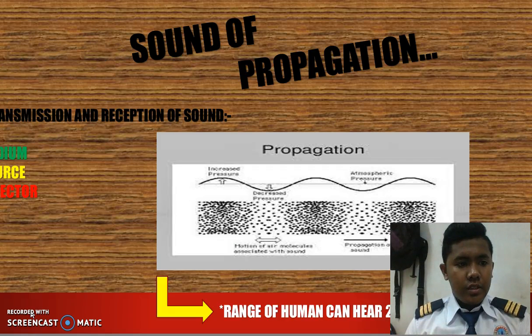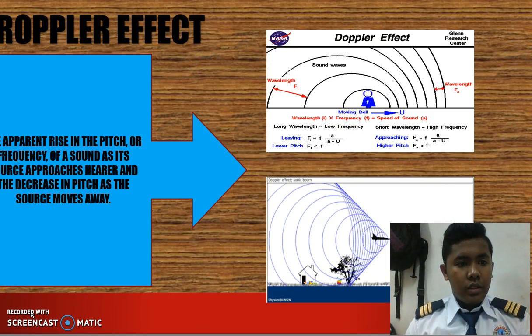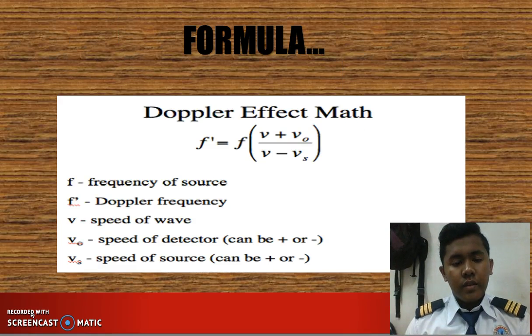Sound propagation: transmission and reception of sound. There are three components: medium, source, and detector. Doppler effect: the apparent rise in the pitch or frequency of a sound as its source approaches, and decrease in pitch as the source moves away. This is the formula for the Doppler effect.